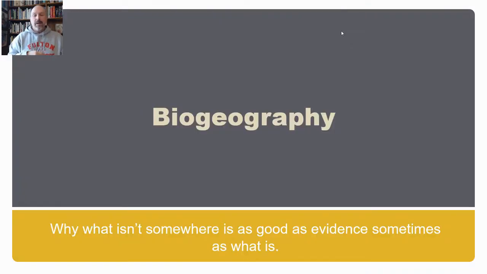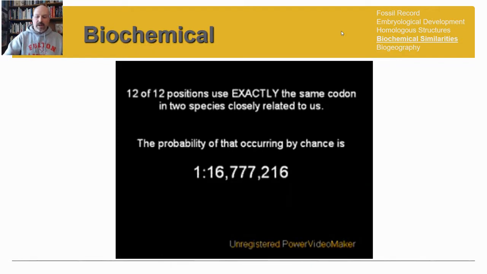Okay. Let's get to the last one, biogeography. By the way, how do we use biochemical similarities to prove that there's evolution? We do it a couple different ways. You can look at species, and you can take blood work, and you can find their common ancestor, or at least predict their common ancestor.